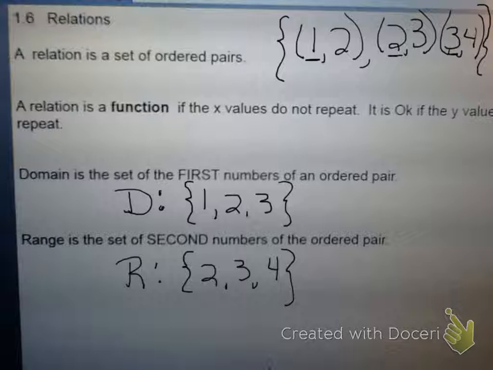Domain is the set of the first numbers of the ordered pairs. So in this case, the domain, and we always label the domain with a capital D with a colon, and put the first numbers of the ordered pairs inside braces. So the domain is {1, 2, 3}. The range is {2, 3, 4}.